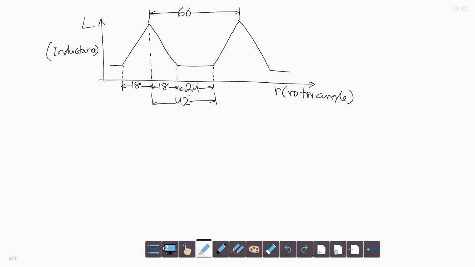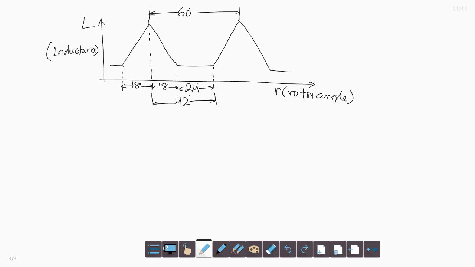Variation of inductance with rotor angle. So, that means for one span of rotor angle of 18 degrees, after the stator phase A is excited and the rotor pole moves, for 18 degrees there will be torque. So, inductance is increasing and alignment is occurring.